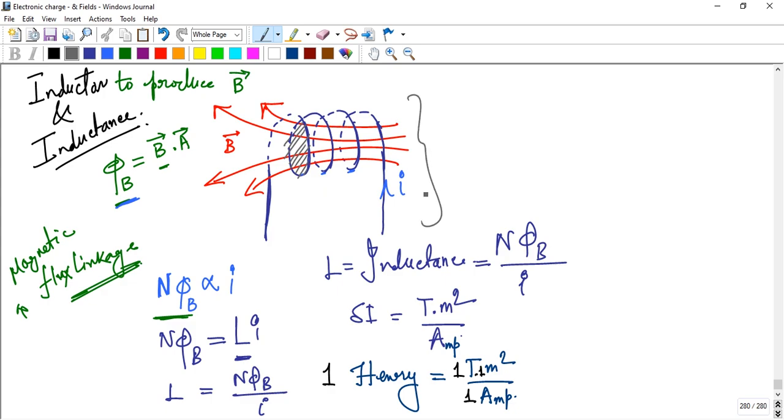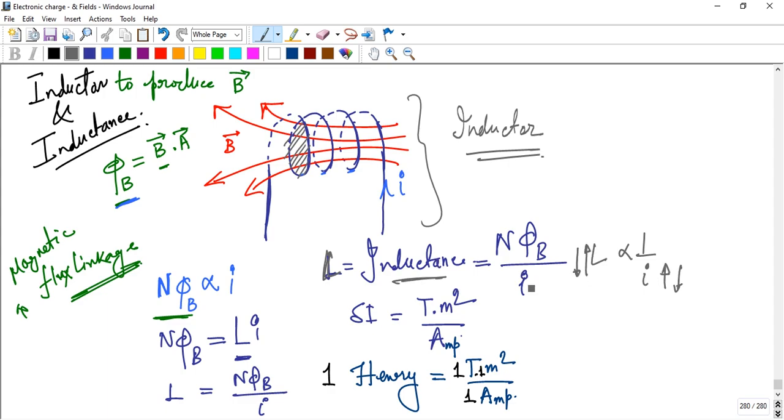The device name is inductor. Keep that in mind. So is it clear what is inductor and what is inductance? Inductor is the name of the device. Inductance is a constant, and this L is inversely proportional to I. If more current, then less inductance; if less current, then more inductance.